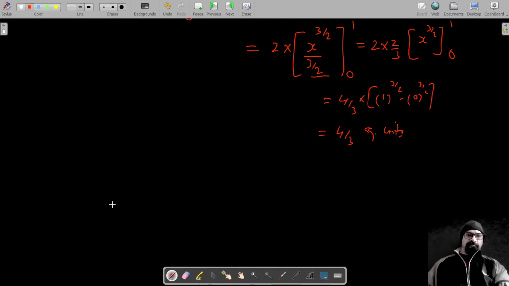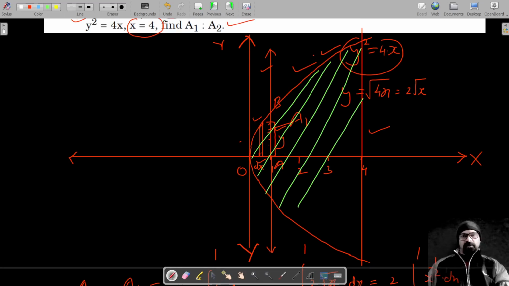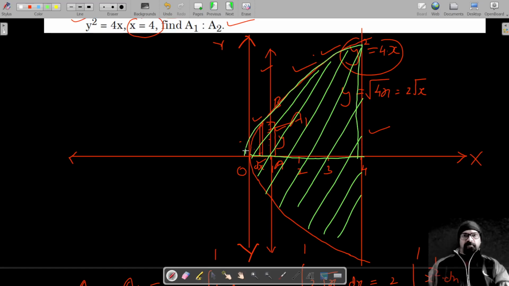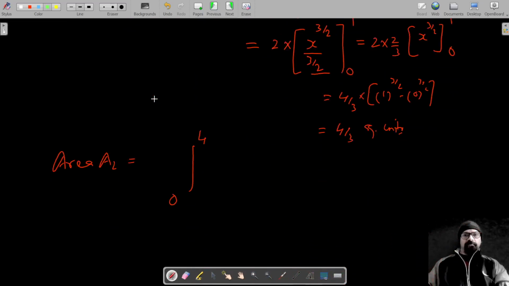So our area A2 goes from 0 to 4, and it's not in the first quadrant. So this is our area A2, and it's not given that it's in the first quadrant. So we will try to find out the area of this region, and because this parabola is symmetric, we are going to find the area of this region and just multiply it with 2 to get the area bounded by the parabola y square is equal to 4x and x is equal to 4.